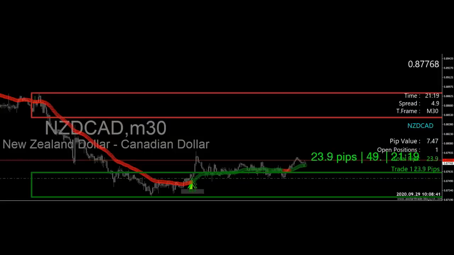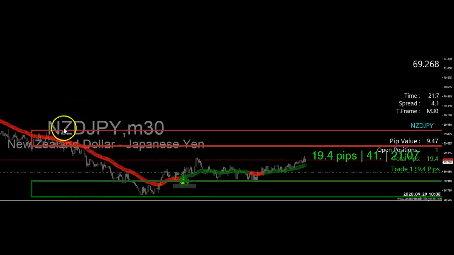And that's what happens sometimes. Sometimes it just drifts along and then all of a sudden, boom, you get these explosive moves. So it's in positive territory. We're making money. So, hey, we're good to go. Let's go to another one. NZD JPY. You can see we're up 19 pips on that one.